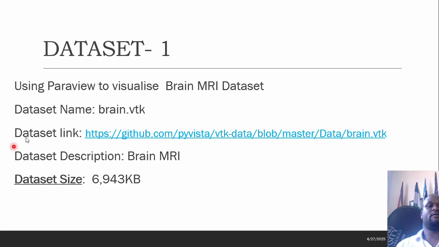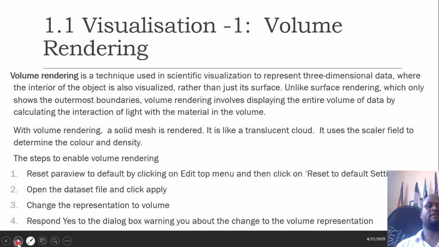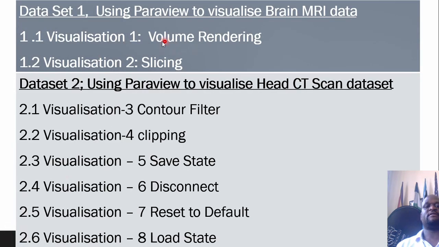So dataset 1, the dataset name is brain.vtk. Its link is here. This is where you go to the dataset, and the description is brain MRI, and the dataset size is 694. All right. So our first activity is volume rendering.